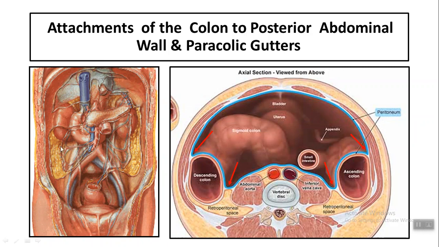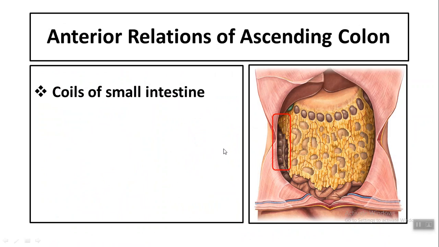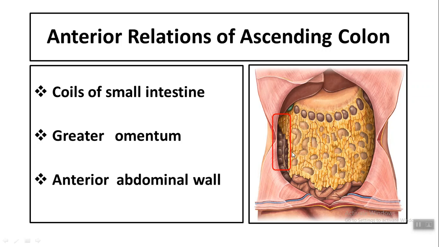It is attached to the posterior abdominal wall, tethered by peritoneum, and medially and laterally this reflection will form what we call the paracolic gutters. We have medial and lateral paracolic gutters. The anterior relations of the ascending colon are the coils of the small intestine, the greater omentum, and the anterior abdominal wall. All these are the anterior relations.